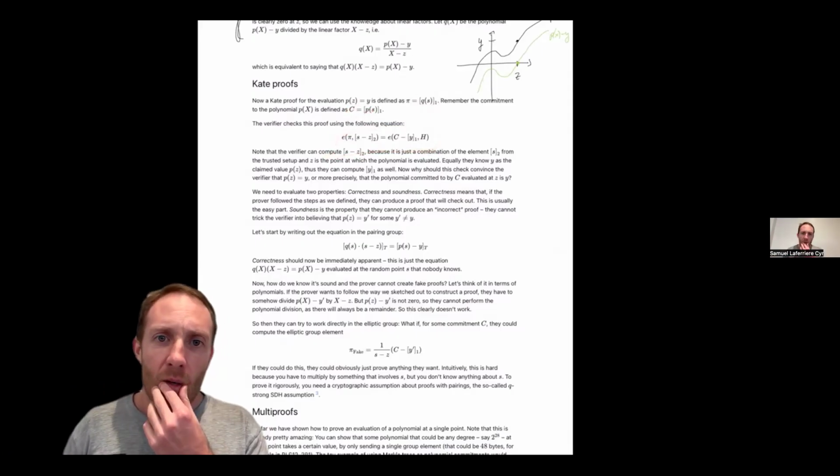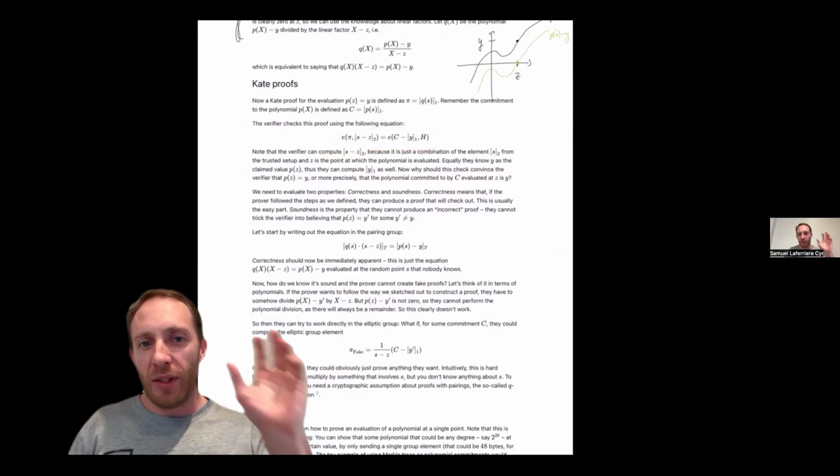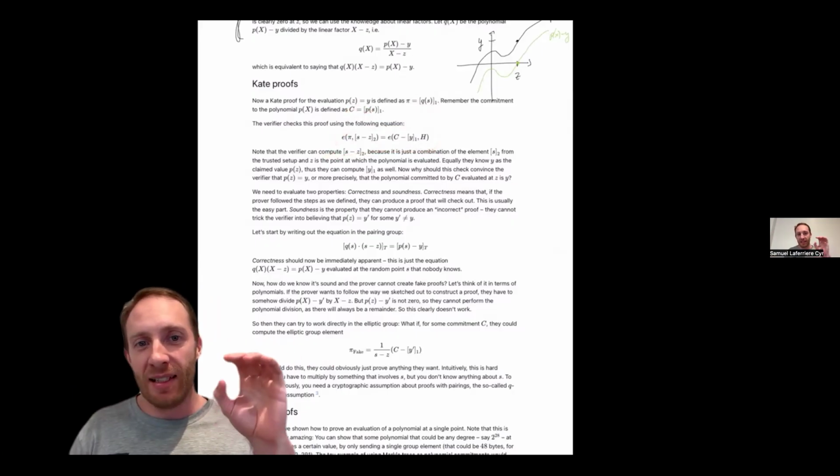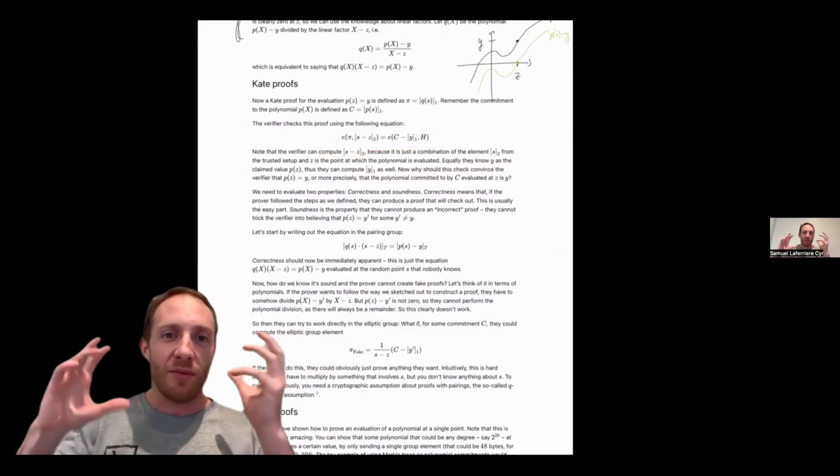So before I get into this section, I want to first just give the intuition for what the proof is doing or saying, and also what the verification is doing. It's very simple once you've got it figured out.